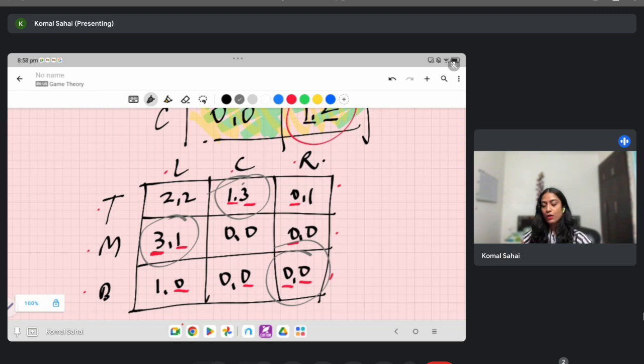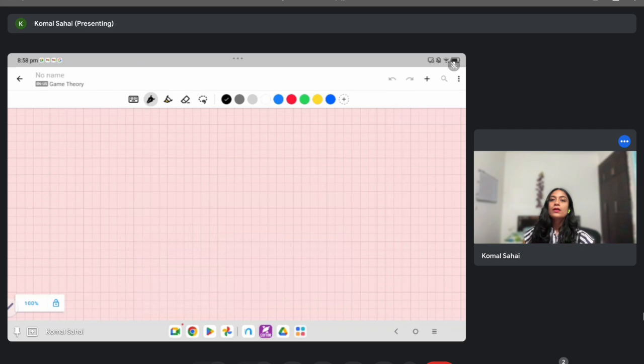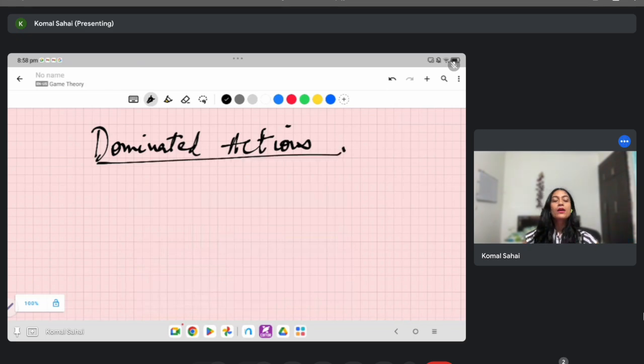ठीक है, ऑल राइट. So now let us get to the final component. I really encourage you that you solve the other games that are there in your book. मतलब जो भी matrices हैं या जो matching pennies है, stag hunt है, वो सारे you should solve and you should practice. So now let us discuss what are called dominated actions. ठीक है, dominated actions क्या हैं? Let's first of all discuss what is the concept of strict domination.